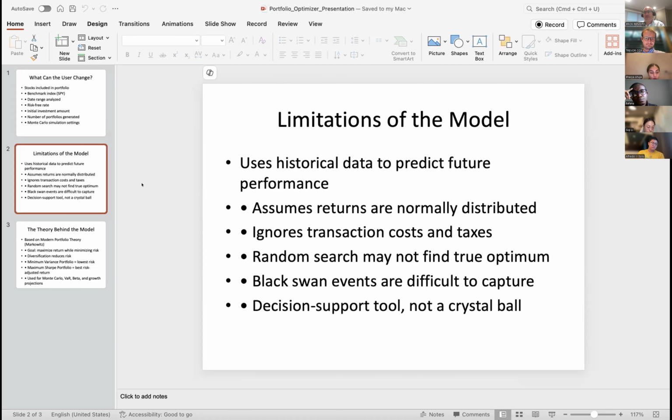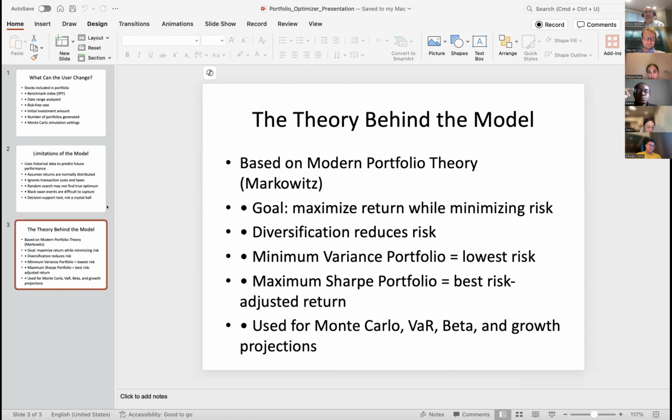Now I'll be talking about what the main intuition of this model is. It is based on modern portfolio theory, which is also the Markowitz portfolio theory. The basic idea is that investors care about return, and they also care about risk. Return is the expected gain from the portfolio, while risk is measured by volatility and standard deviation.